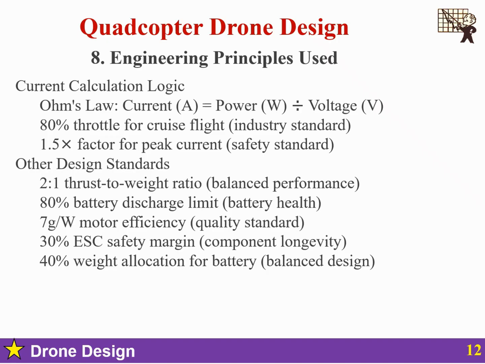The modified design standards for 3 kg scale: 2:1 thrust to weight ratio maintained. This ratio works across all practical drone sizes. The 80% battery discharge limit becomes more critical. Expensive high capacity batteries must be protected. The 7 g per watt motor efficiency is slightly lower than smaller motors due to scaling effects. The 30% ESC safety margin becomes minimal. Thermal management is more critical when we scale to 3 kg and higher: the higher the weight of the drone, the more thermal management is needed. 40% weight allocation for battery. This percentage remains remarkably consistent across sizes.